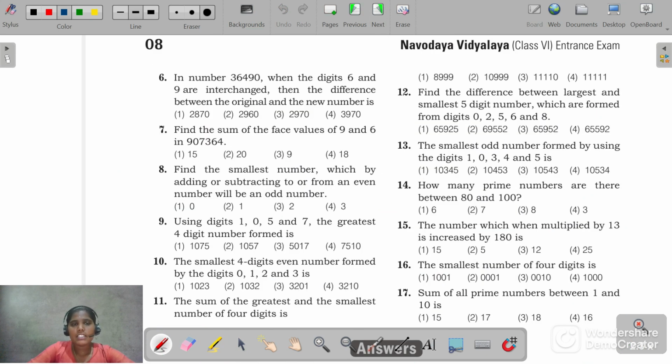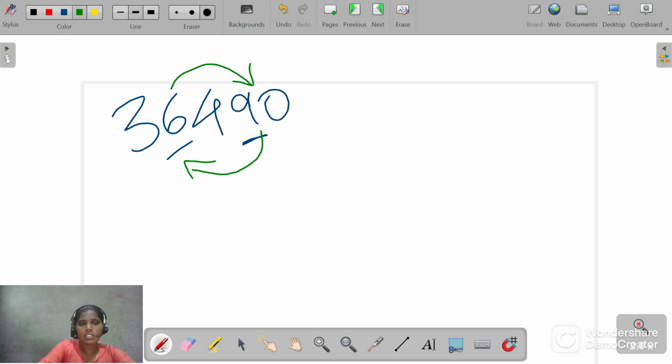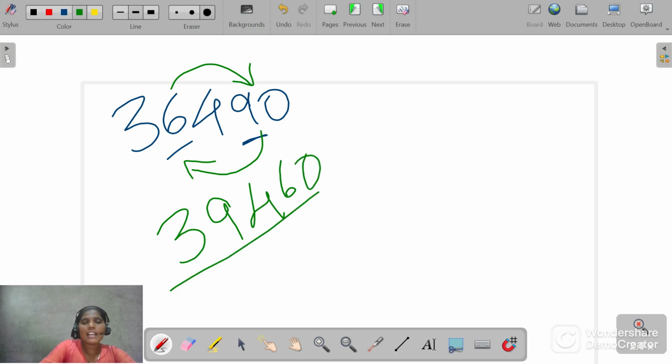Question number 6. In the number 36490, when the digits 6 and 9 are interchanged, then find the difference between the original and the new number. They said that we have to interchange the 6 and 9. Interchanging means we have to replace this number with the other number, okay? So when we interchange, we'll get 39460, and they are asking us the difference between these two numbers.